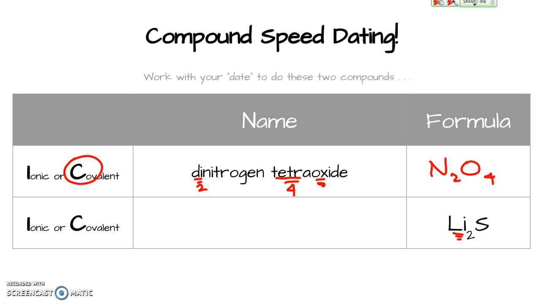Then I come over here and I look at this. Lithium is from the left side of the table. That's a metal. A metal means that we've got an ionic compound here, and so we are going to write the name of the metal first. Lithium. And then we take the name of the nonmetal, which is going to be sulfur, and we're going to end it in IDE. We're chopping off the end of the name and changing it to lithium sulfide.